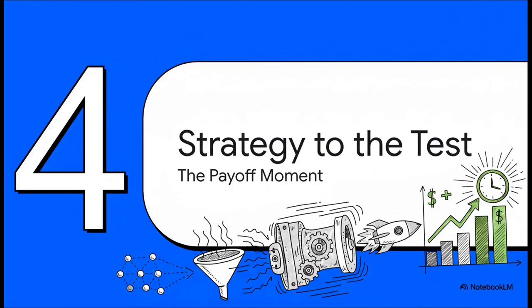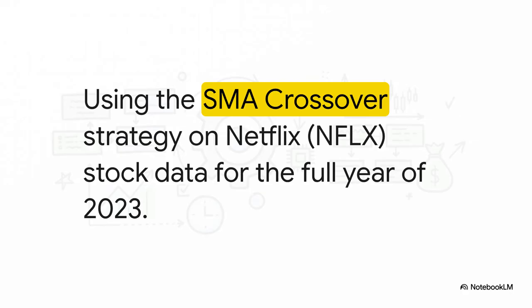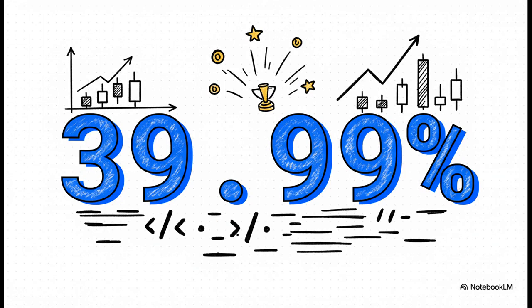Now it's time to fire up the engine and see what happens. This is the moment of truth. For our little test drive here, we're going to use a classic example, a simple moving average crossover strategy. And we're going to apply it to Netflix stock for the entire year of 2023. Let's see how it did. And there you have it, a whopping 39.99% total return, almost 40%. Now that is the kind of headline number that makes all the late nights spent coding feel totally worth it.